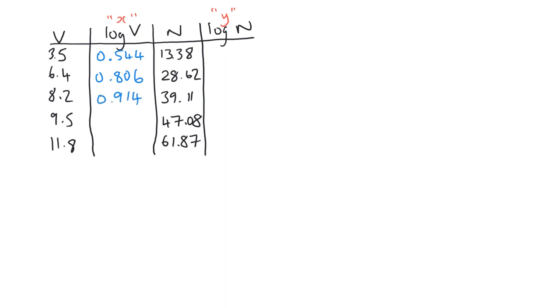So we're just entering each of these into our calculator to get log of 3.5, log of 6.4, log of 8.2, and so on. Then to get our log n values, put in log of 13.38. And again, the same thing with all our values.